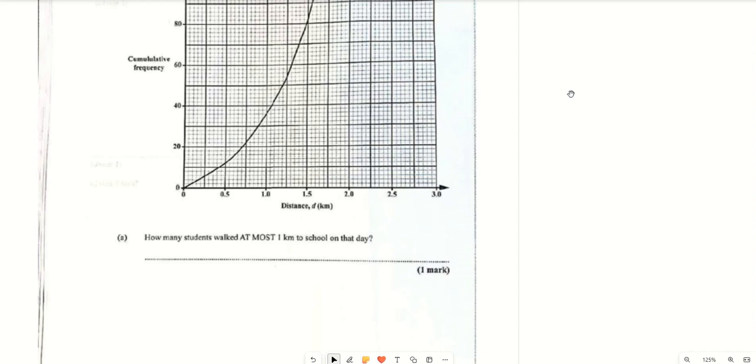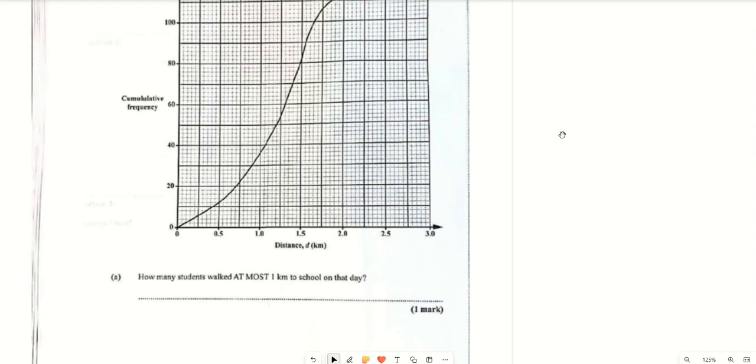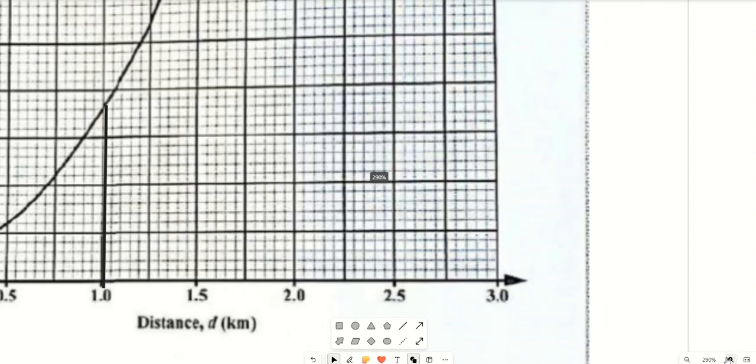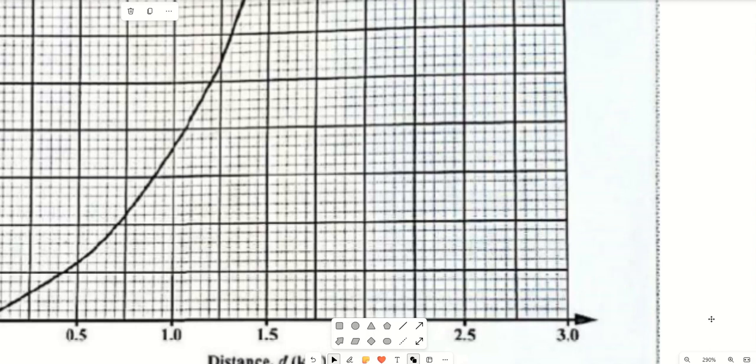How many students at most walk 1 kilometer? So the distance is 1. So what you're going to do is, I don't have a ruler, so I'm going to use a line. 1 kilometer here. Right, that was 1. And you're going to meet the graph. And when you meet the graph, let's zoom.